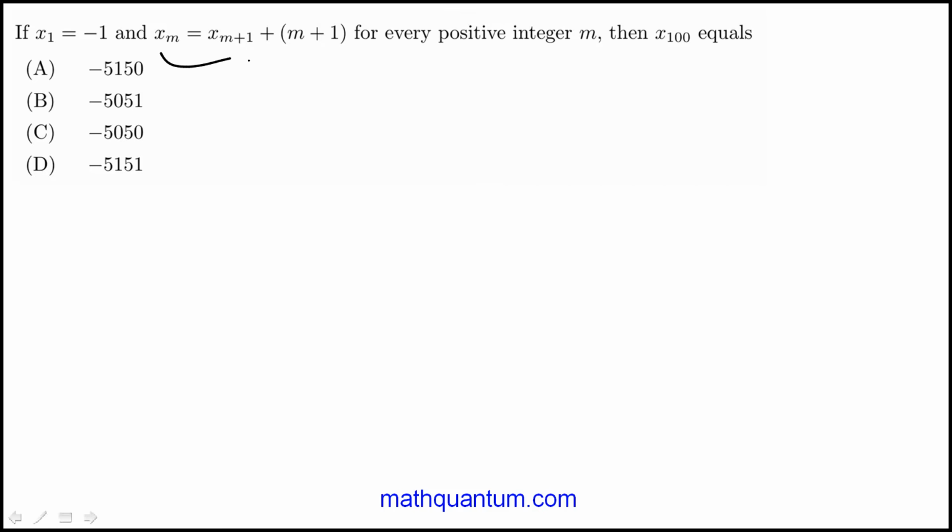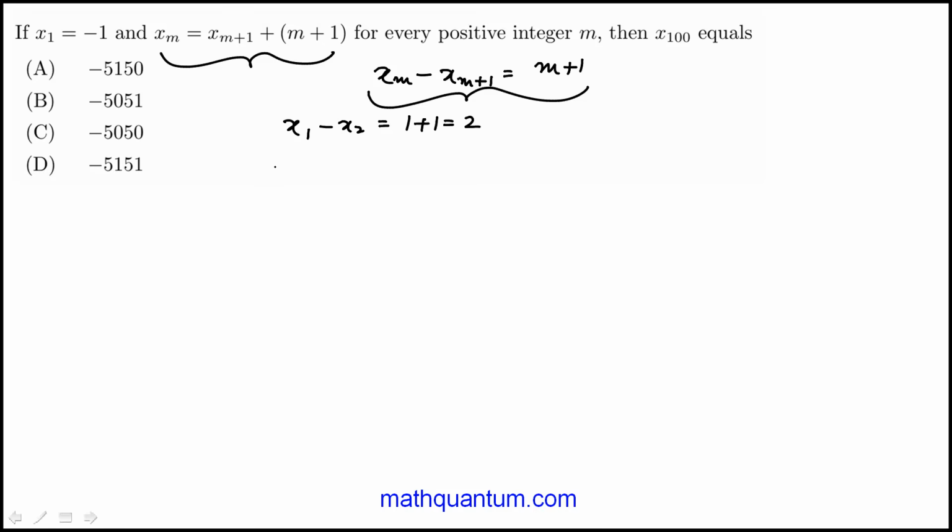So with these types of questions, it's important to rewrite this as x_m minus x_(m+1) and generate a bunch of these terms. So for example, if m was 1, this would be x1 minus x2, 1 plus 1 is 2. Then you do the same thing for the next value of m, which is 2, x2 minus x3, which will be 2 plus 1 is 3.